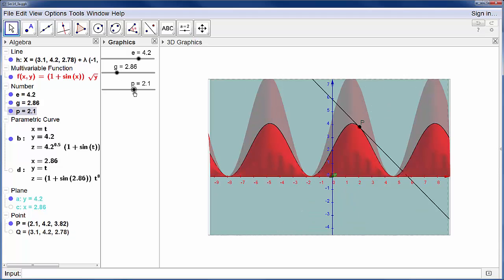So the partial derivative with respect to x is simply this notion of intersecting the surface with a plane where y is fixed and finding the slope of the tangent line at that point.